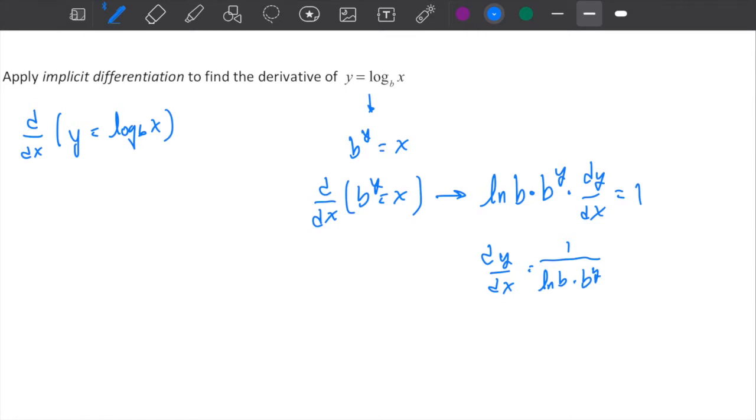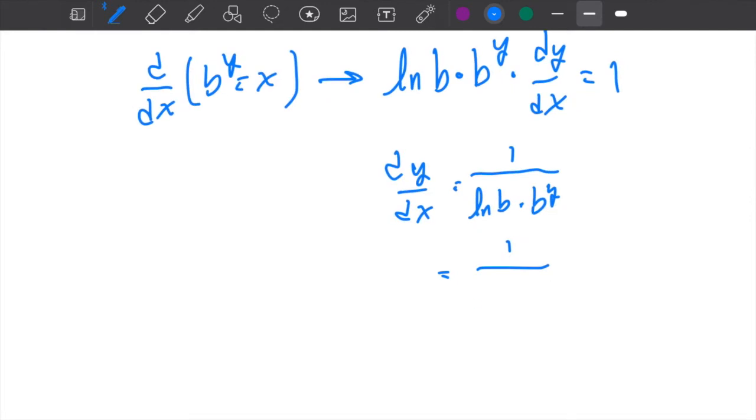Now we're going to make a substitution. We've got that y is equal to log base b of x, so we're going to substitute in for that. We have this is equal to 1 over ln b multiplied by b to the log base b of x. Well, exponent base b and log base b are inverses, so those cancel. We have 1 over the natural log of our original base multiplied by x.